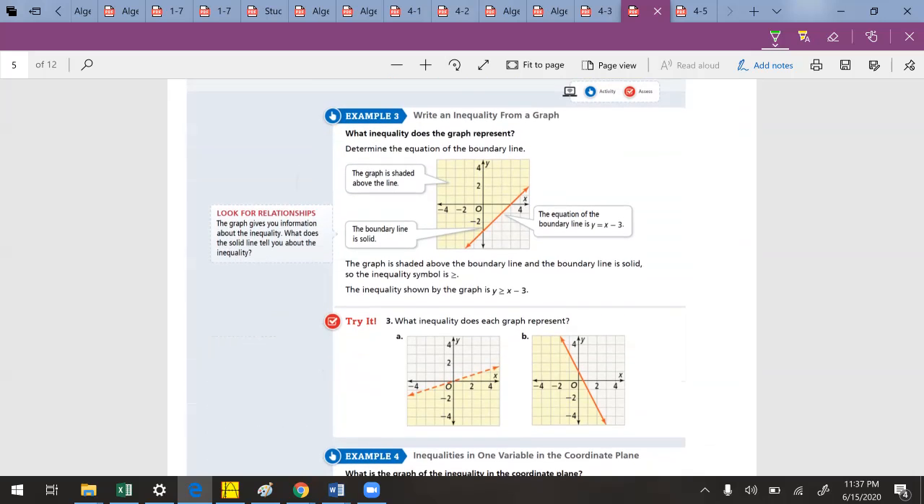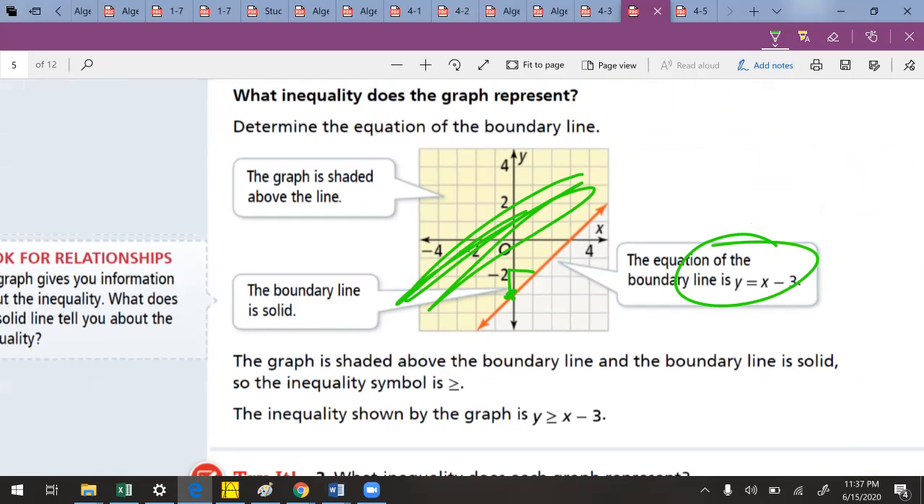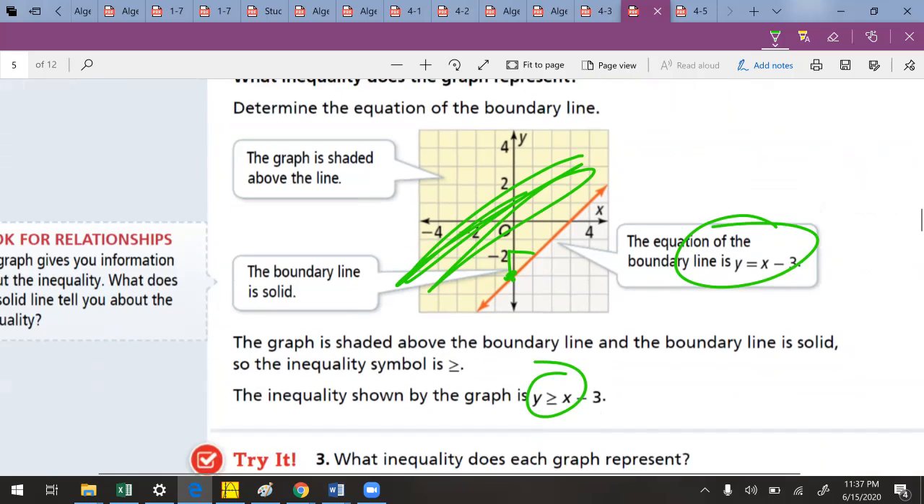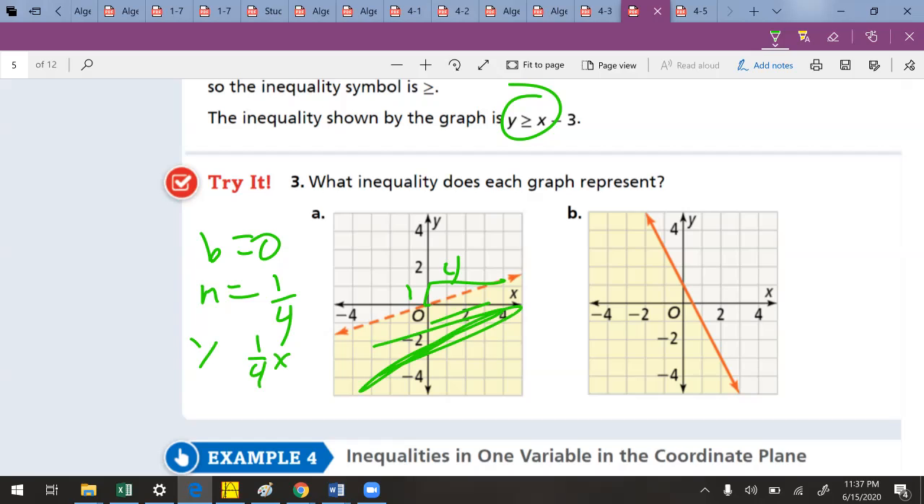Let's look at this one here. What inequality does this graph represent? Well, notice the y-intercept is -3. Your slope is going to be 1. Since it's shade above and a solid line, it's going to be greater than or equal to. Boom, you got it. Let's look at this one here. Your y-intercept is 0. Your slope is going to be 1/4. So y, and then 1/4 x plus 0. Since it's shade below and dotted, it's going to be less than. Boom, you got your inequality.